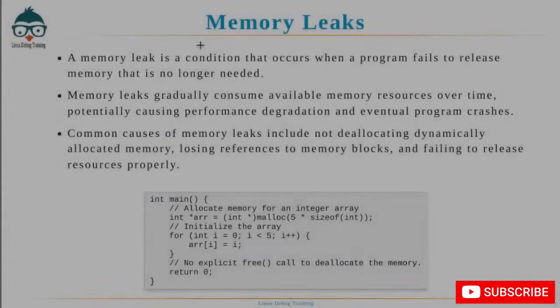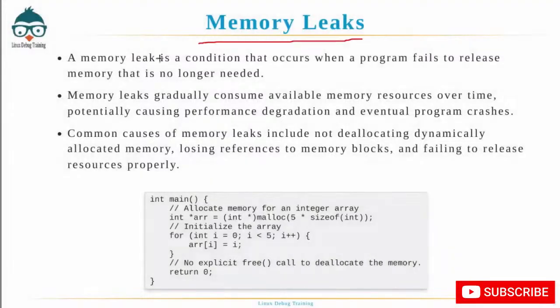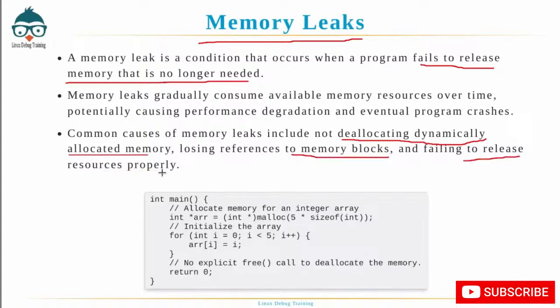The next common memory related issue we face is memory leak. It is a condition that occurs when a program fails to release the memory that is no longer needed. Memory leak gradually consumes available memory resources over time, potentially causing performance degradation, and during the longer run of the program, it could eventually cause the program to crash. Common causes of memory leak include not deallocating the dynamically allocated memory, losing the references to the memory block, and failing to release the resources properly.